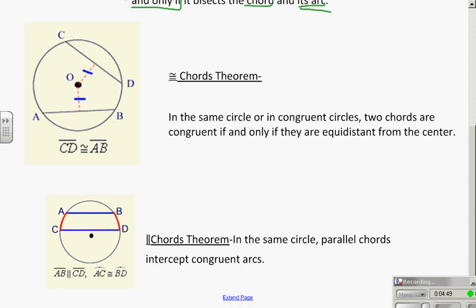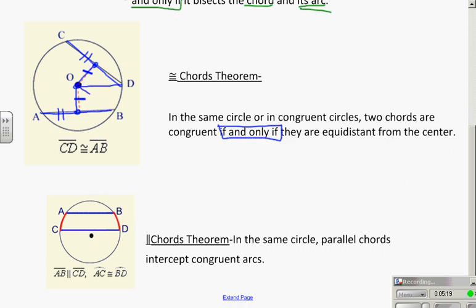Congruent chords theorem is pretty similar to the one right before this, but basically if I'm equidistant from the center, whatever chord is created at that point is congruent. So in the same circle, or in congruent circles, two chords are congruent if and only if they're equidistant from the center. So if you know equidistant from the center, you get congruent chords. If you know congruent chords, you get equidistant from the center.